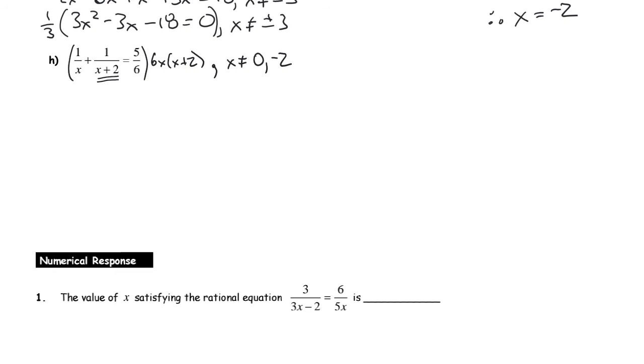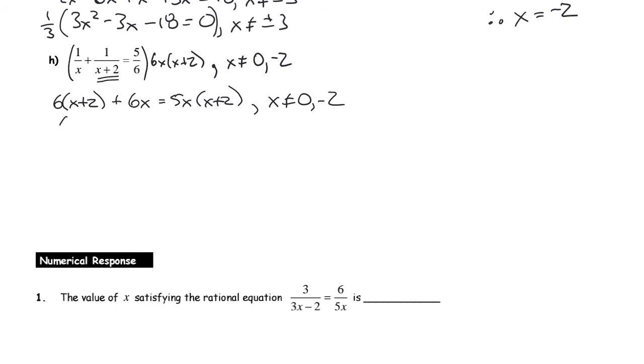And once again, once I start this multiplication process here, the denominators are going to cancel. So I'm going to be left with 6 multiplied by x plus 2 after canceling that x in the first term, plus, this time the x plus 2 is going to cancel, so I'm going to be left with 6x. And then on the right-hand side, the 6 will cancel, and I'll be left with 5x times x plus 2. And again, that restriction stays there.